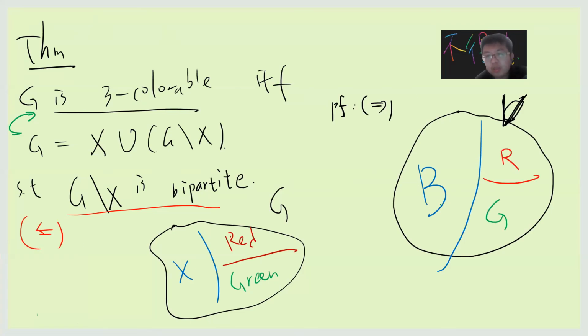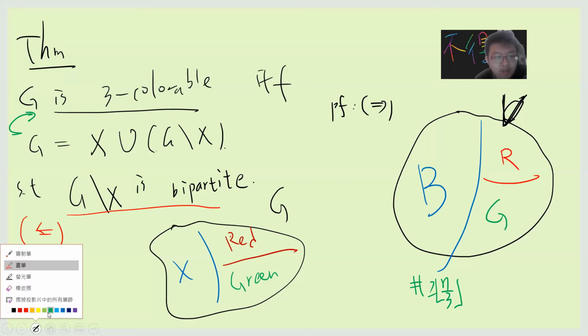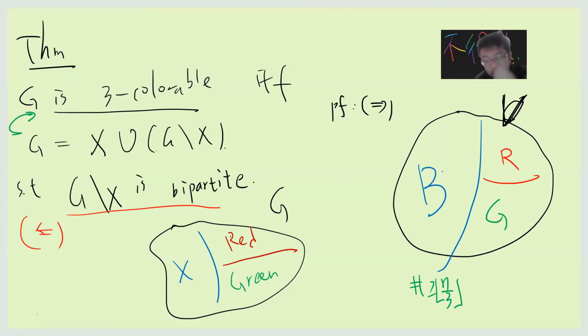So B is an independent set. I can choose one of the parts whose size is greater than or equal to n over 3. I can always find at least one of them of this size. So let's say B is the largest one. There's no edge inside it. Suppose B is the largest independent set, then I solve the problem.